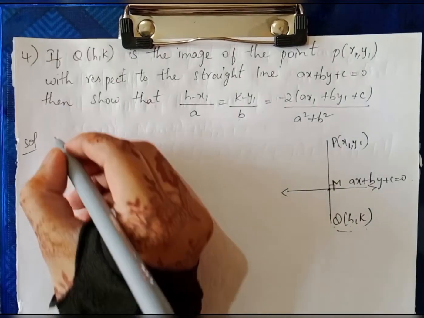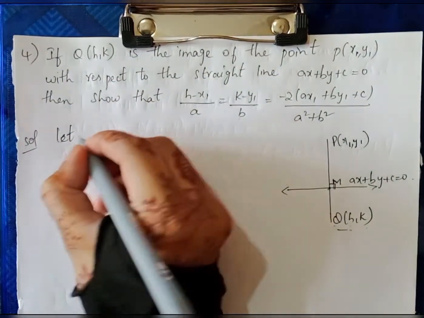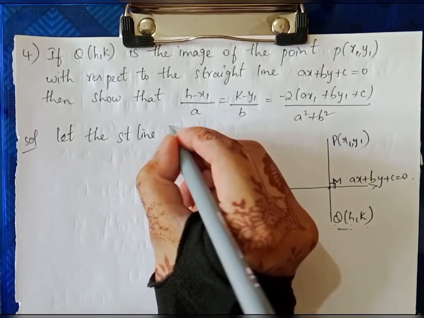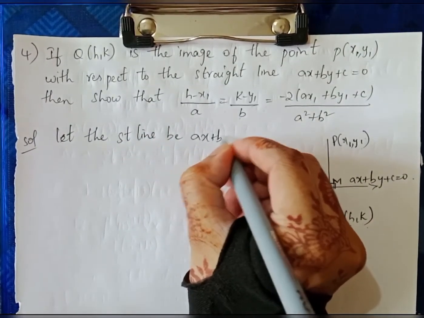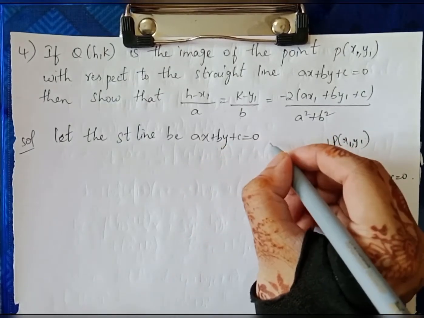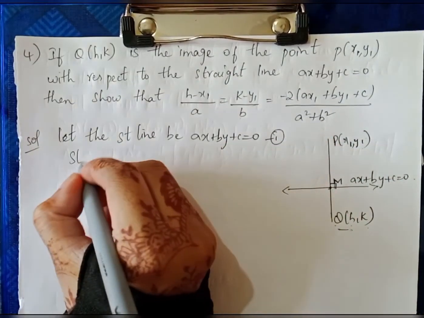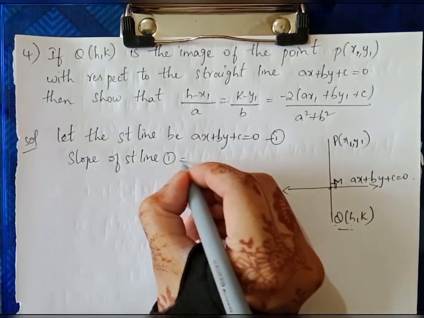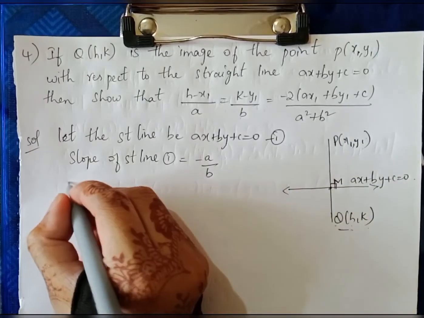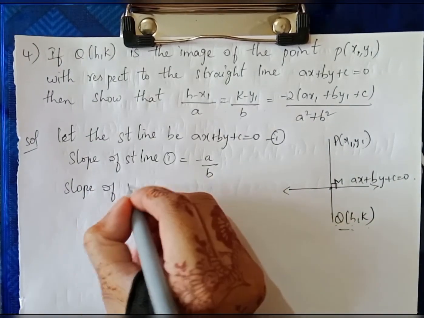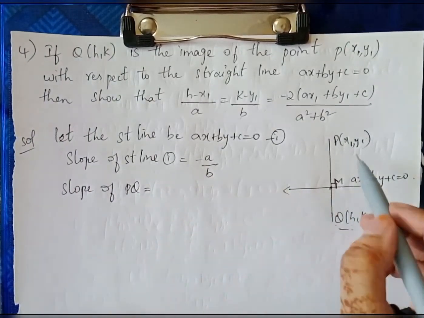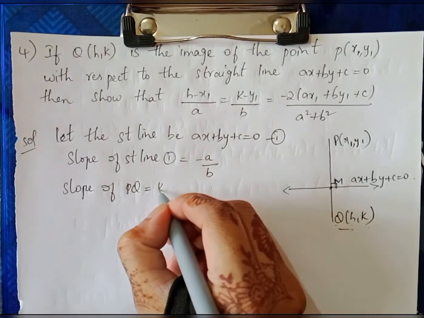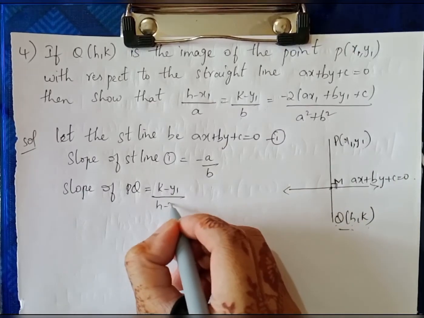Okay, so let the straight line be ax plus by plus c equals to 0, equation 1. Slope of the straight line 1 will be minus a by b. Slope of PQ is equal to (y2 minus y1) by (x2 minus x1). So y2 is k, so it is (k minus y1) by (h minus x1).